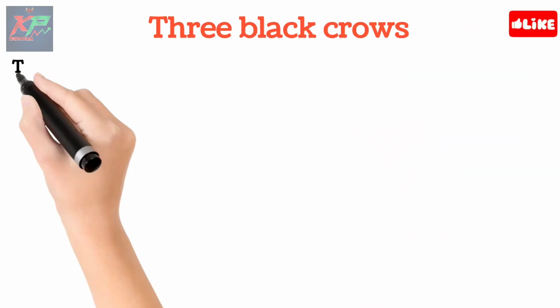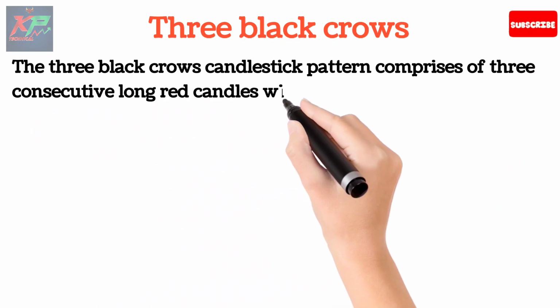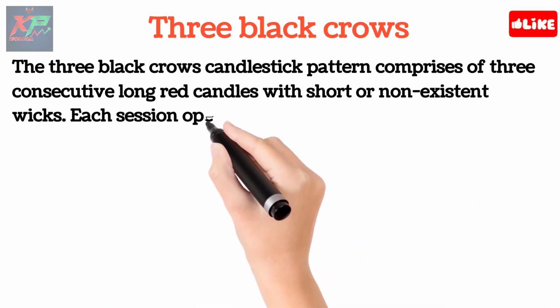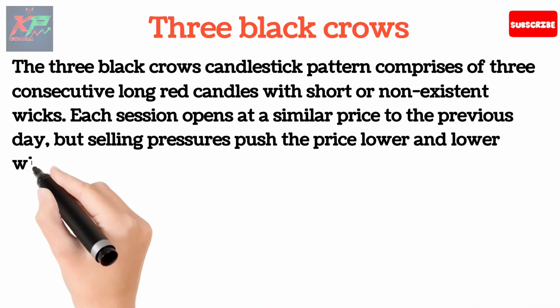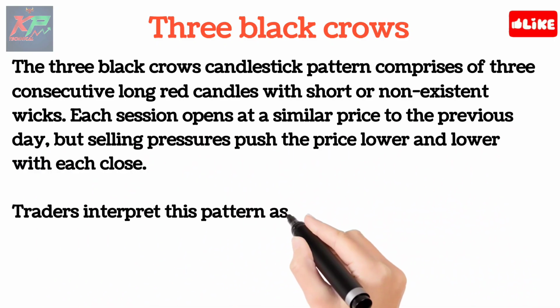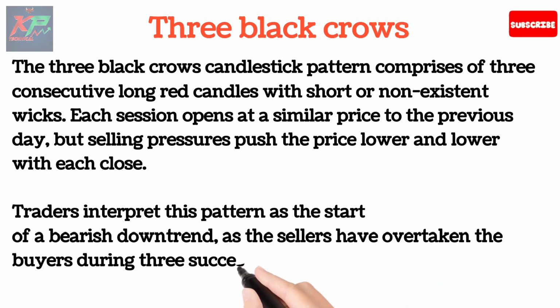Three black crows. The three black crows candlestick pattern comprises three consecutive long red candles with short or non-existent wicks. Each session opens at a similar price to the previous day, but selling pressure pushes the price lower and lower with each close. Traders interpret this pattern as the start of a bearish downtrend, as the sellers have overtaken the buyers during three successive trading days.